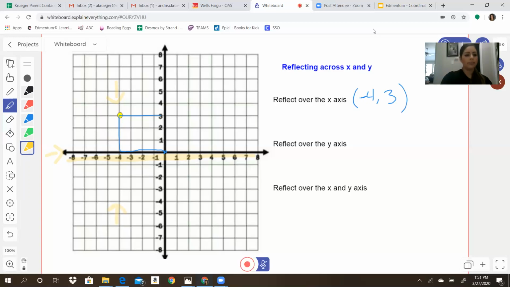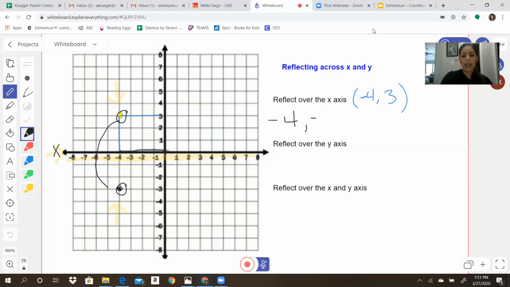So I'm going to take my dot, and my x value isn't going to change at all. I'm still here. My x is still going to be negative 4, but my y is what's changing. So I'm still at negative 4, but instead of being at a positive 3, I'm at this negative 3. And this is its reflection over the x-axis, okay? And that new point would be negative 4, negative 3. So A to B, reflecting over the x-axis, okay?